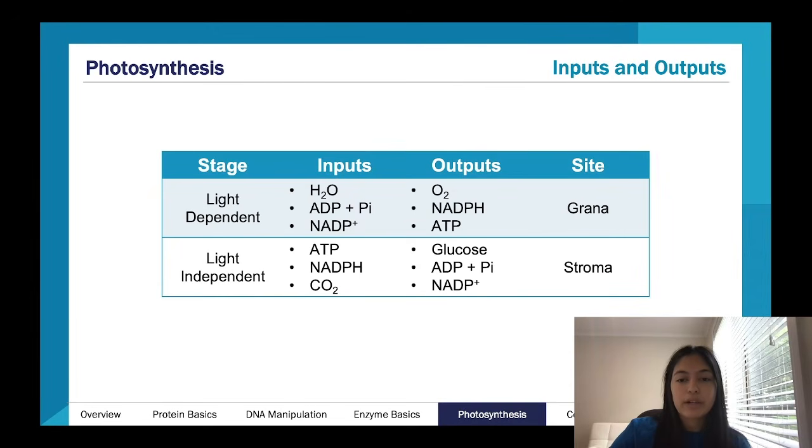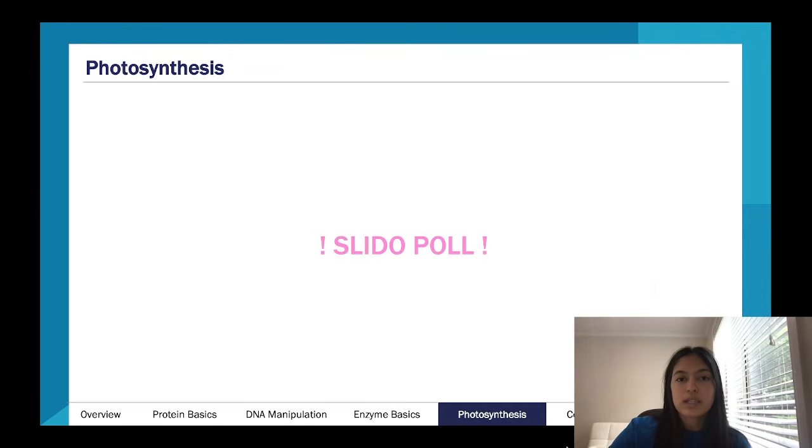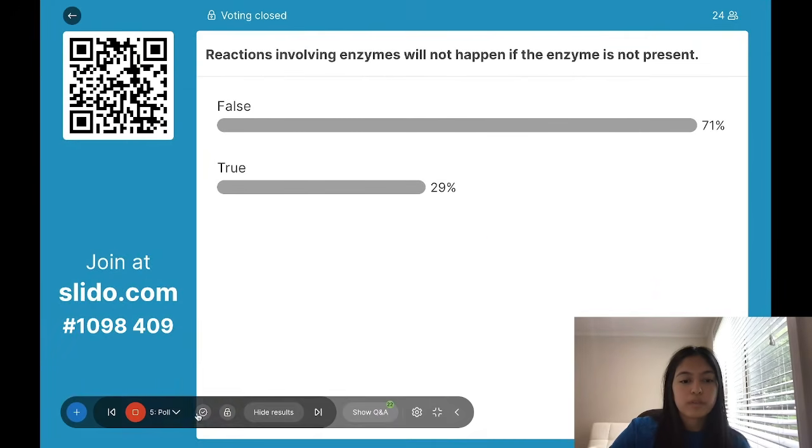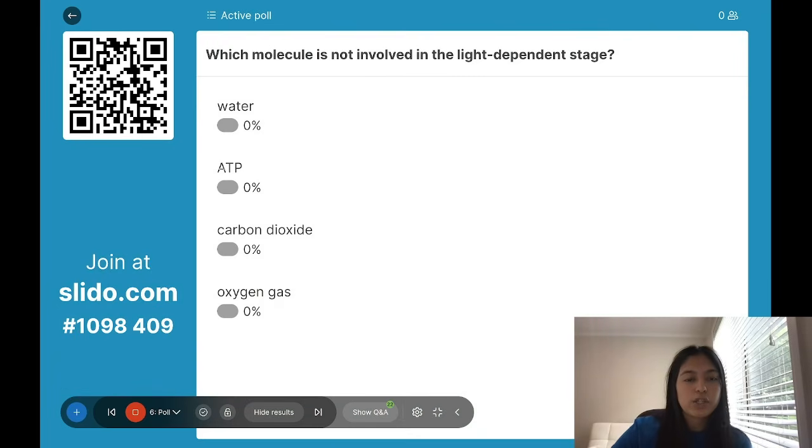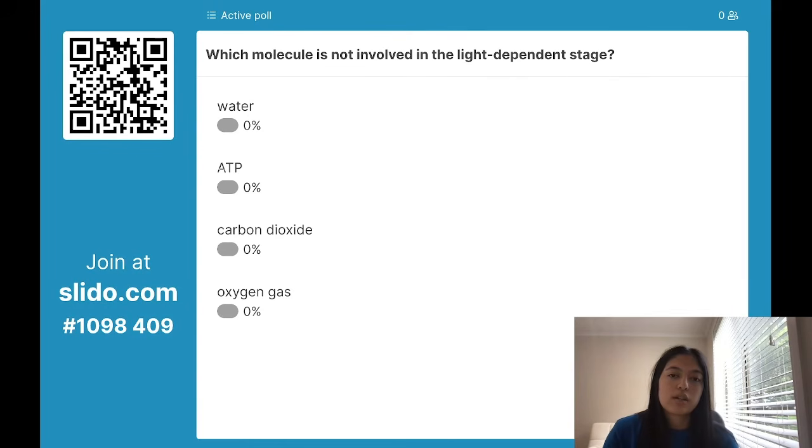So here are our inputs and our outputs. Quick Slido poll. Which molecule is not involved in the light dependent stage?